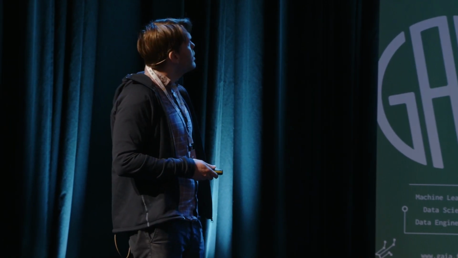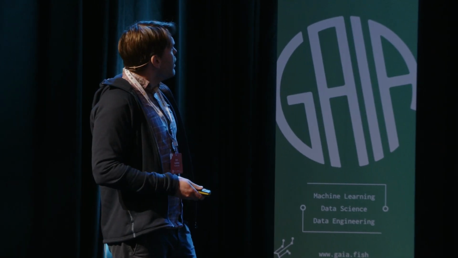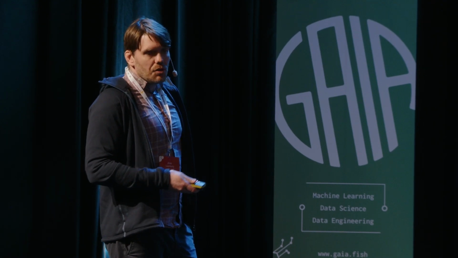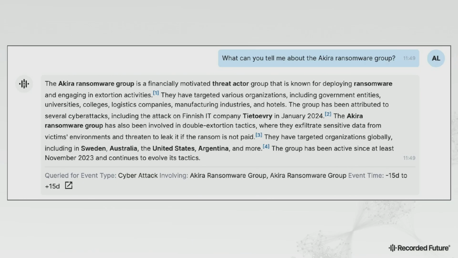So just to make it crystal clear what we're aiming for here: I have the same question up here. We will build something like this prompt automatically using various heuristics that make sense for our domain. When doing this using our system, Recorded Future, this is what we got. I asked the same question to Recorded Future AI, and I got a very nice answer here in terms of what the Akira ransomware group has been up to.